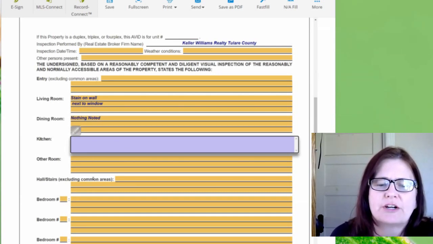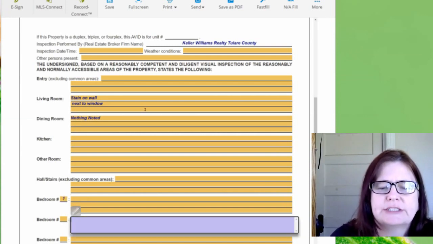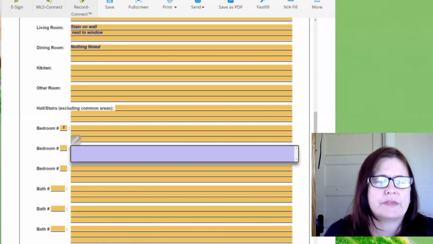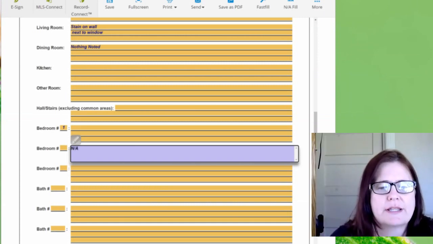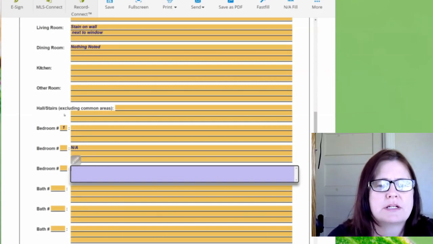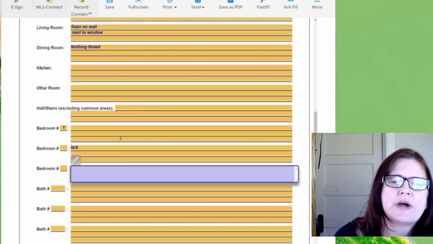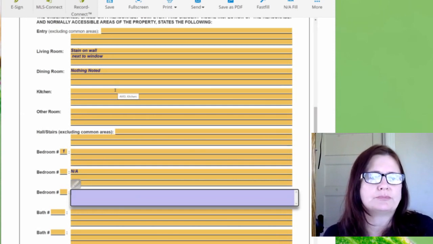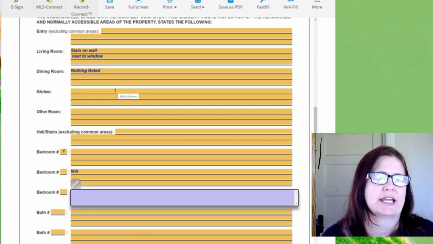So let's say there's a bedroom 1, and it's only a 1-bedroom house. What am I going to write under bedroom 2? This is where I'm going to write NA. That just tells me there is no bedroom 2, there is no bedroom 3. Maybe there's no hall or stairs. Usually there's a hallway, but nothing noted if I don't find anything, and NA if the room doesn't exist. And the nothing noted at least says I was here and I looked, right?